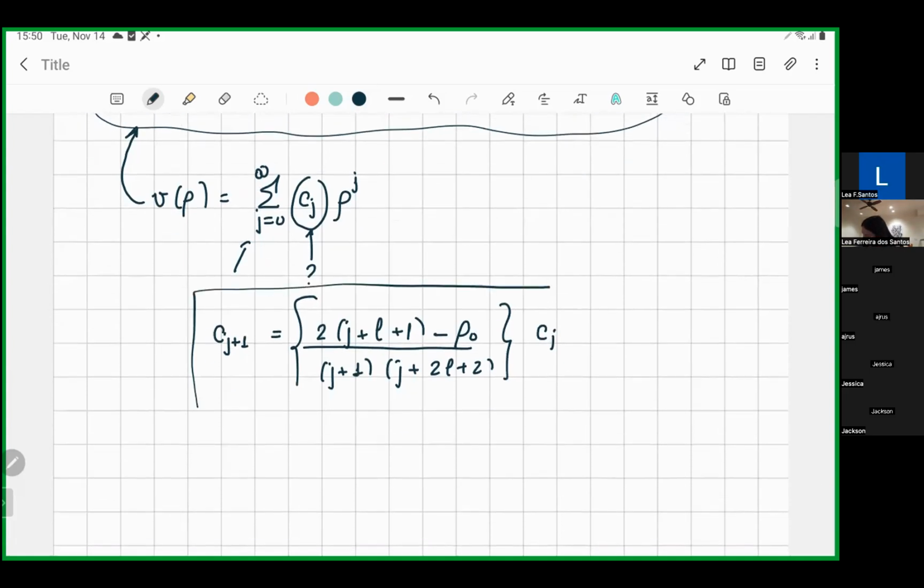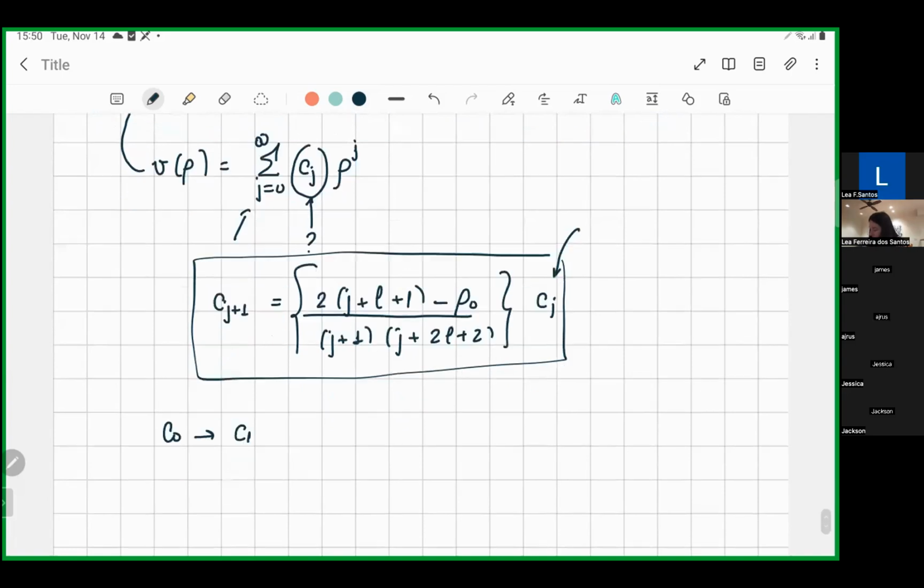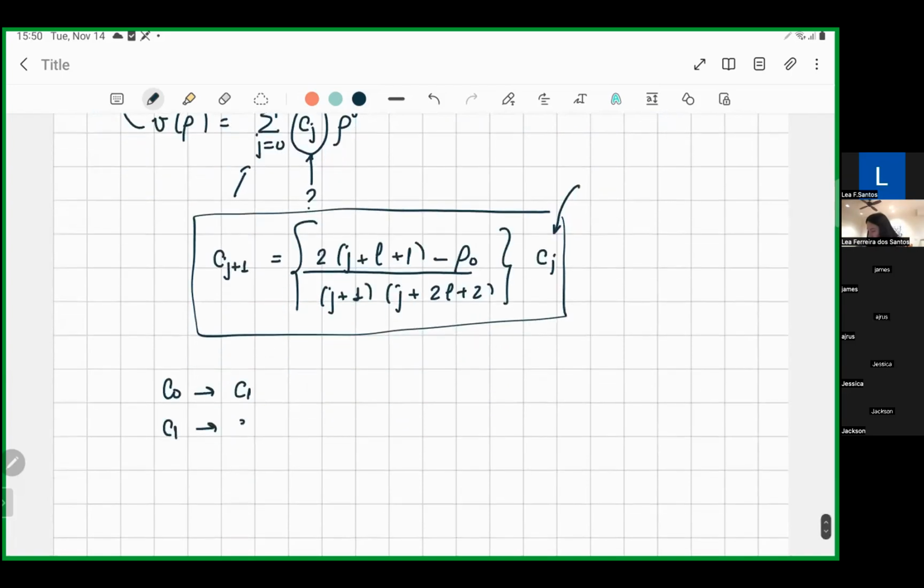And what does this mean? This means that if I have C0, I can find C1. If I have C1, I can find C2. If I have C2, I can find C3, and so on. So this is the recursion formula.